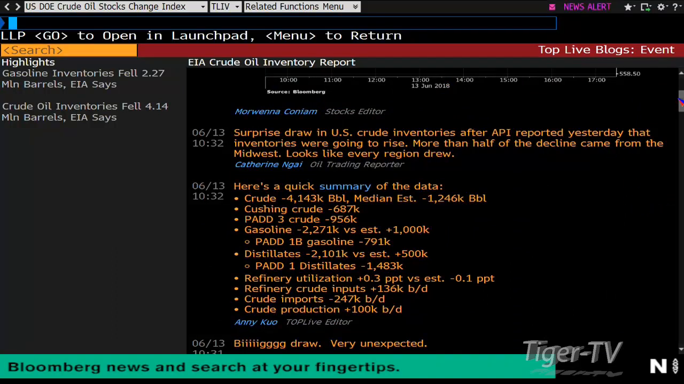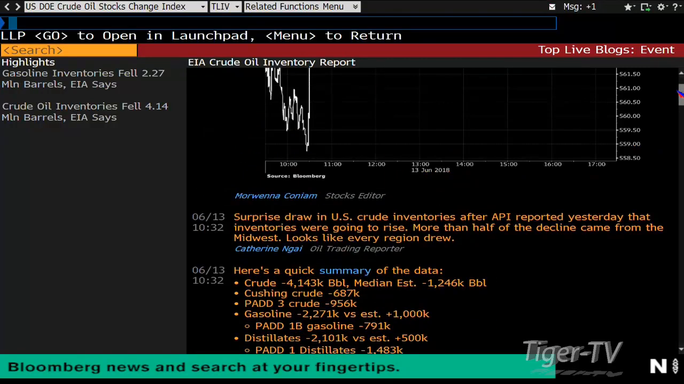Definitely. And the same deal with gasoline. Gasoline, they were looking for, what, a build of a million. A million. They got a drawdown of 2.2. Yeah, big numbers across the board for sure. And that's what the next comment speaks to in terms of surprise draw, after API reported yesterday that inventories were likely going to rise. More than half of the decline came from the Midwest. And looks like every region, though, drew. So it's every region across the board.